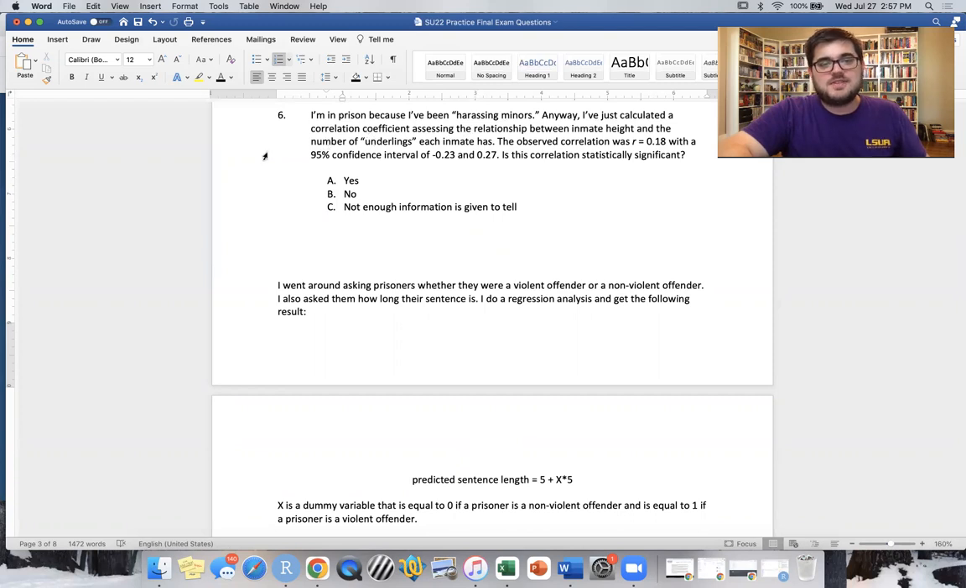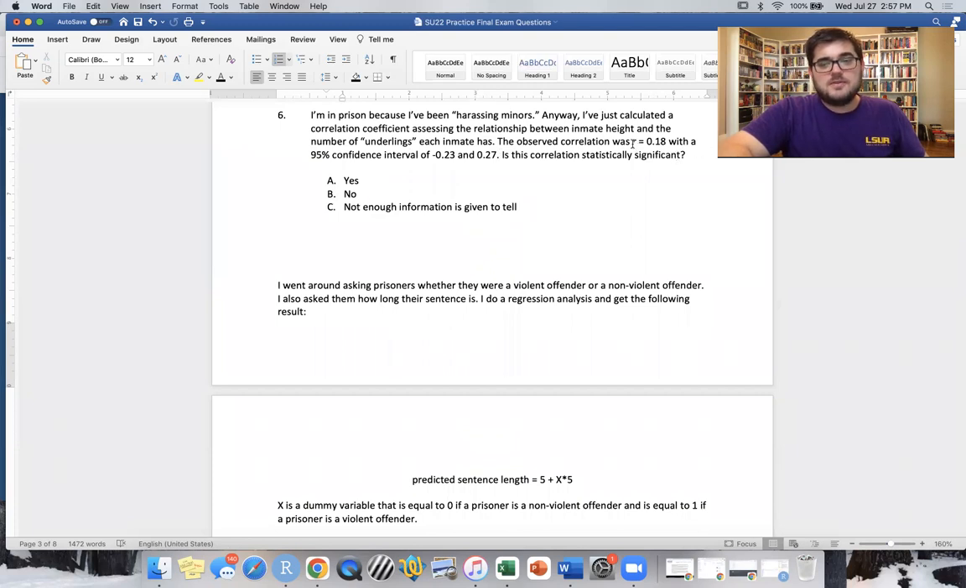Anyway, I've just calculated a correlation coefficient assessing the relationship between inmate height and the number of underlings each inmate has. The observed correlation was R equals 0.18 with a 95% confidence interval of negative 0.23 and positive 0.27. Is this correlation statistically significant?